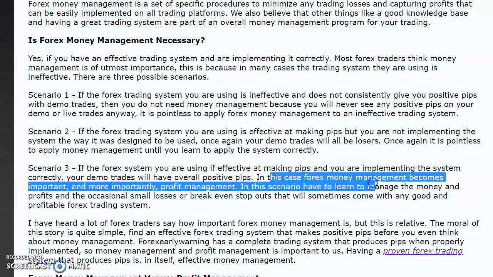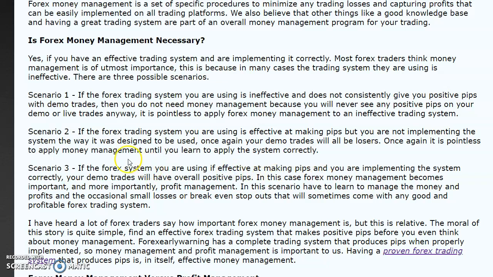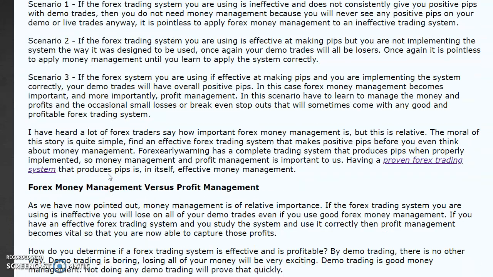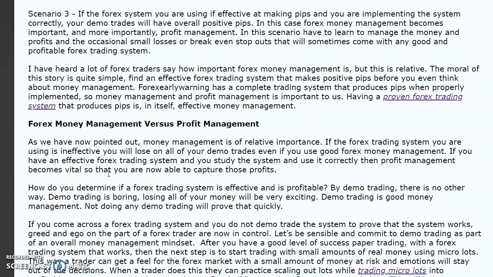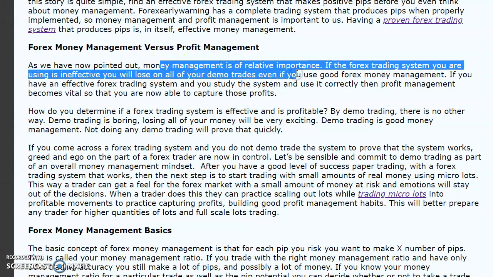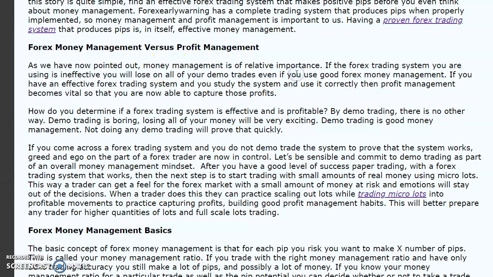In this case, money management becomes very, very important because you'll be managing mostly profit rather than just managing bad trades. Remember, money management doesn't assume that your trading system is actually effective. With this money management lesson, we're going to talk about using money management with an effective trading system. So money management is not really that important unless you have a great trading system. Money management is different from profit management. Profit management means your trading system works.